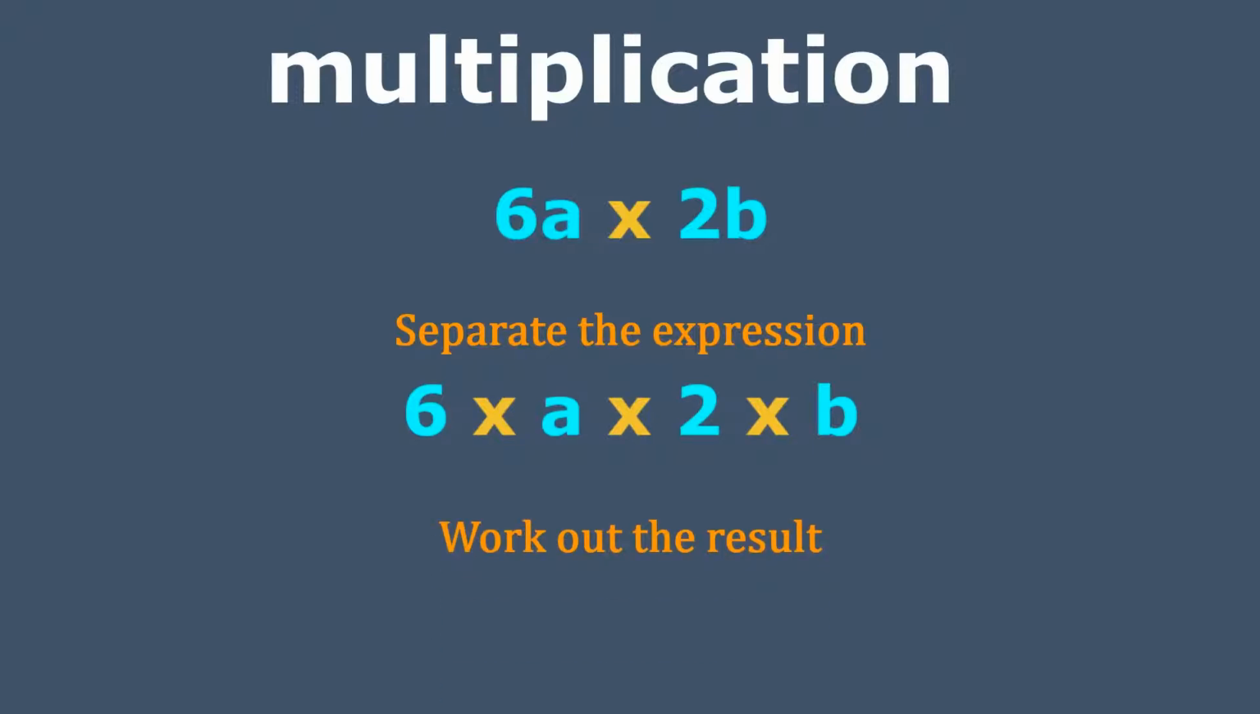Then, multiply all the like terms, number by number, symbol by symbol. Thus, the product of multiplying 6 and 2 is 12. And that of multiplying a and b is ab. Then, simplify the expression. The simplified expression is 12ab, written without the multiplication sign.